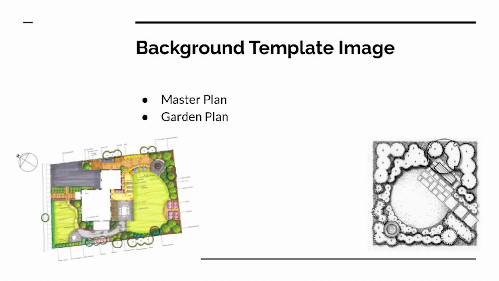Now, moving on to our background image. We had two different background images that we used to create two different designs. We had the master plan, which you see on the left, and the garden plan, which you see on the right. The garden plan was simpler and smaller. We started with that first to learn the very basics of the tools and how they all worked.